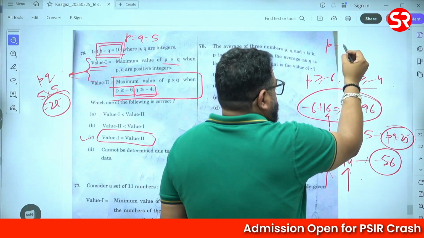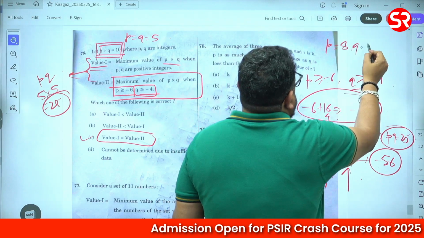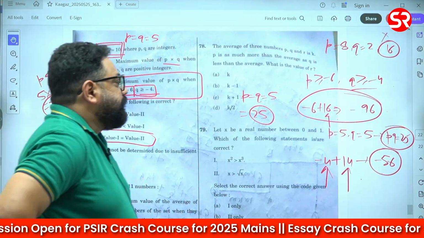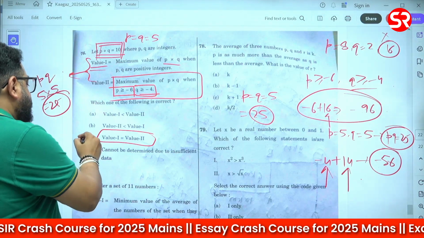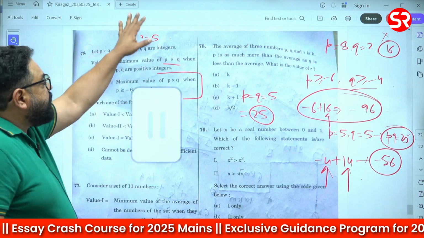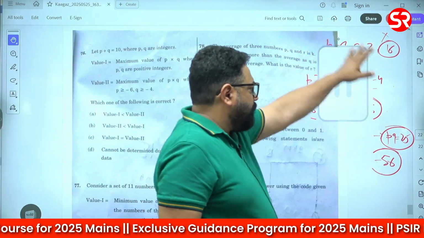और कोई वैल्यू पॉजिटिव चेक कर लो. P is equal to 8, then Q would be equal to 2, which is not the maximum. I think again the answer is C. Guys, answer is C. These two questions, and there are more, right?